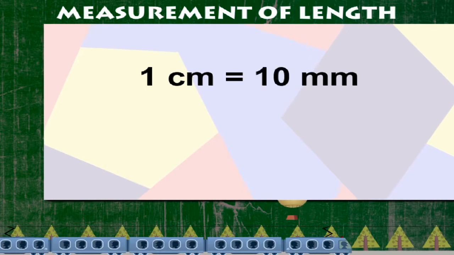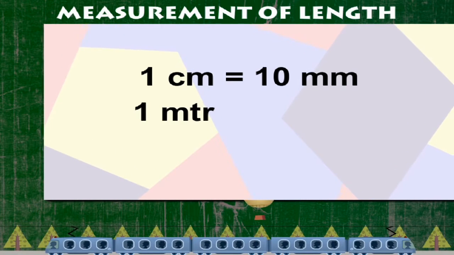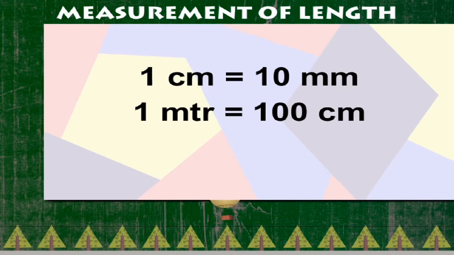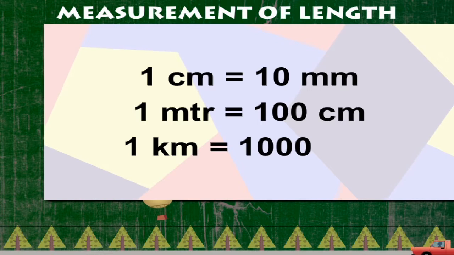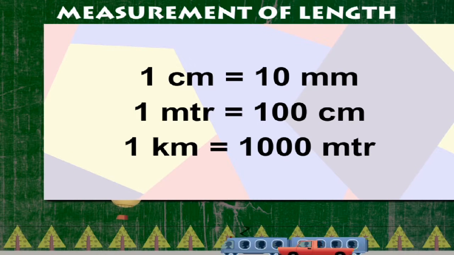1 centimeter is equal to 10 millimeters. 1 meter is equal to 100 centimeters. 1 kilometer is equal to 1000 meters.